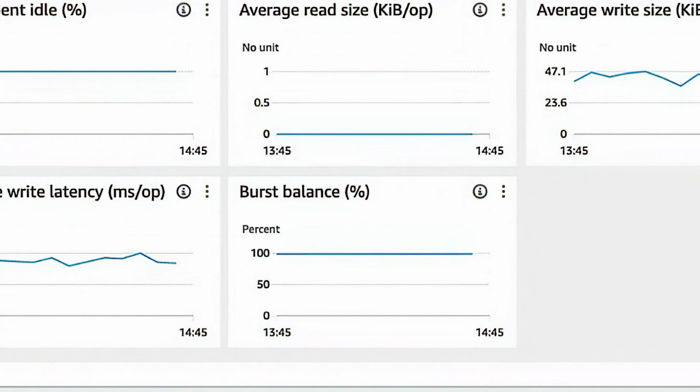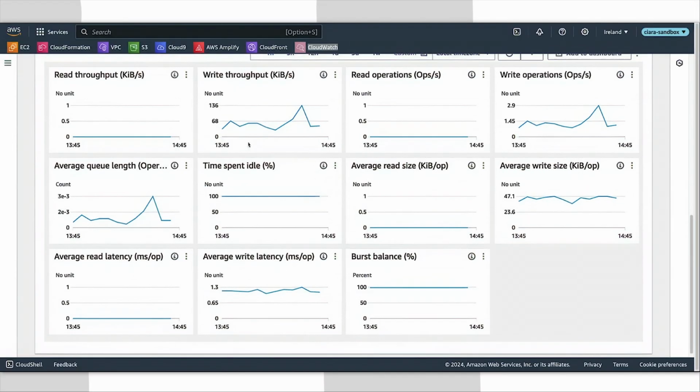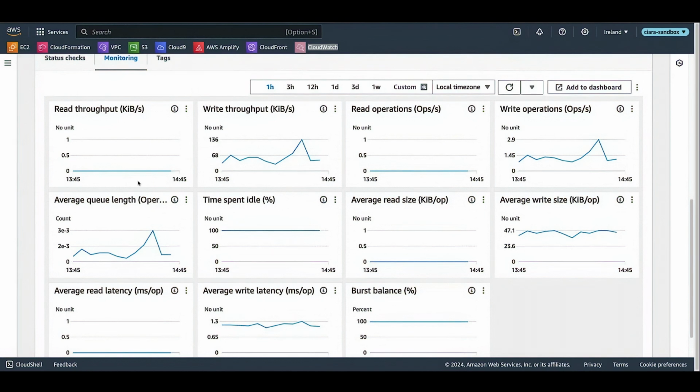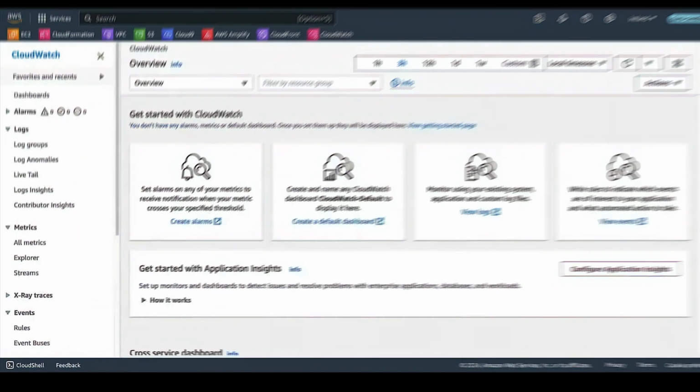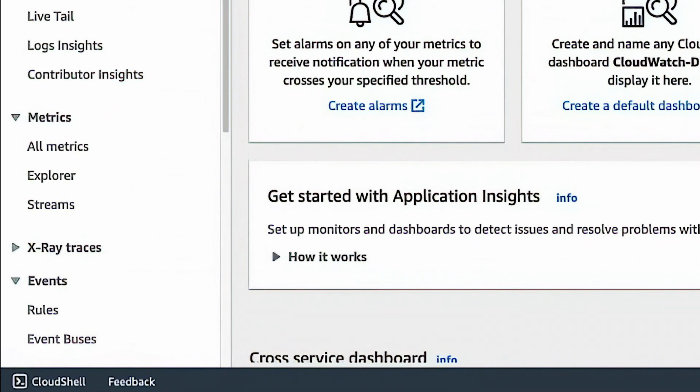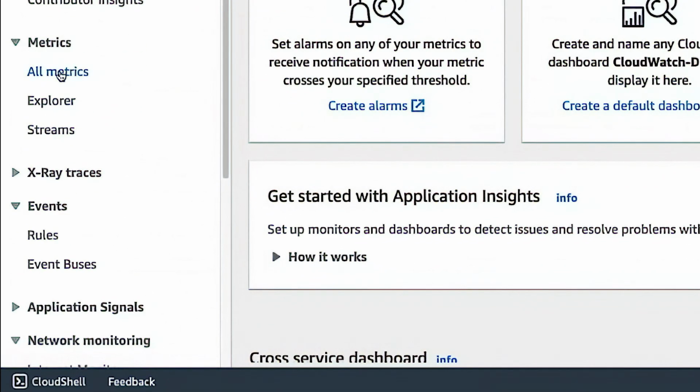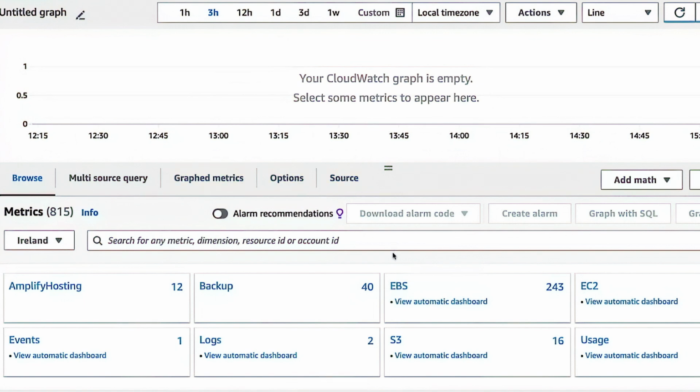So what we want to do here is dig a little bit more into these metrics. We'll go into the CloudWatch service itself, and we'll look at those metrics for this volume. I'm just going to copy the volume ID and open up the CloudWatch service. What we want to go to is All metrics, and we're going to be looking at the EBS metrics. Before I do that, I'm going to go to the time frame for when I ran this workload.